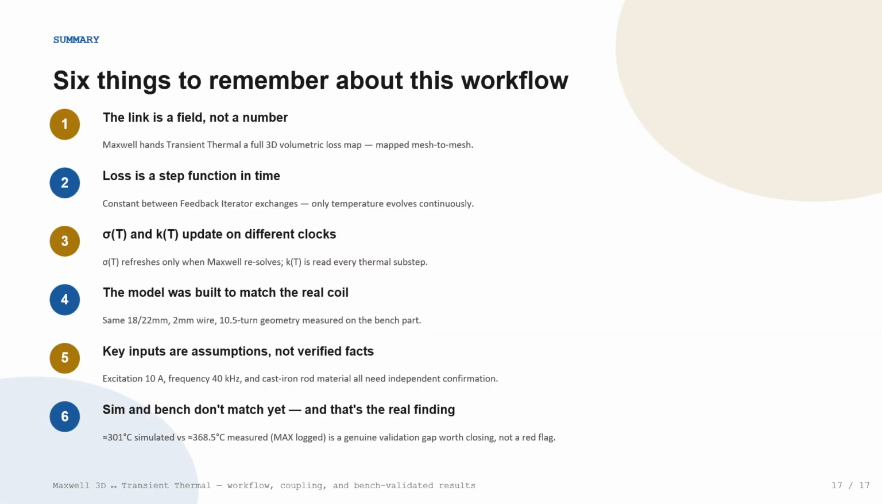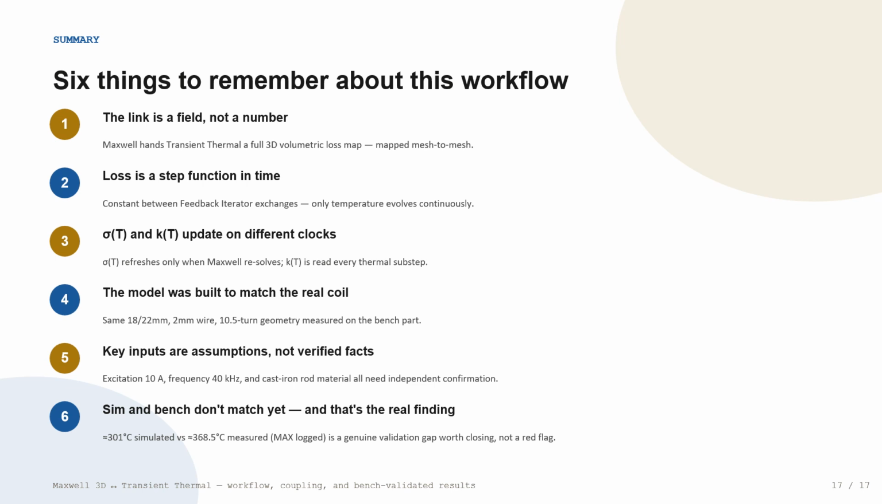Let me leave you with 6 things worth remembering long after the details of this specific project have faded. 1. The link between Maxwell and transient thermal is a field, not a number, a full 3-dimensional volumetric loss map, mapped mesh to mesh. 2. That loss is a step function in time, constant between feedback iterator exchanges, with temperature as the only quantity that genuinely evolves continuously. 3. Sigma of T and K of T update on entirely different clocks. Sigma only at a Maxwell resolve. K at every single thermal substep.